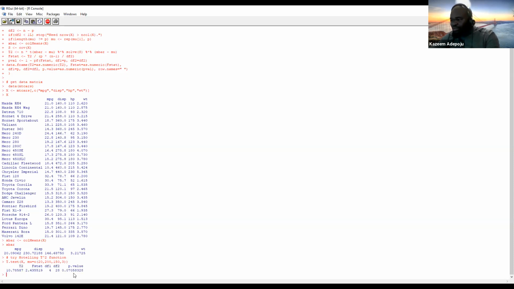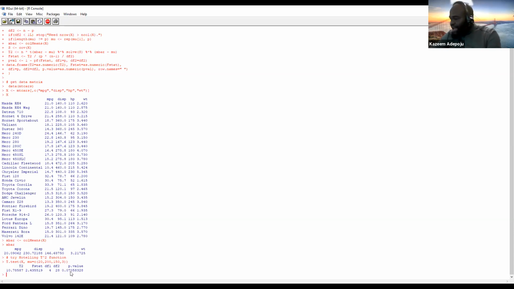Oh, can you see the p-value now? This is the T squared. This is the F statistic. These are the degrees of freedom. And come and see right there, this is the p-value associated with the test. The p-value right here is 0.07, which is greater than 0.05. So here we're going to fail to reject the null hypothesis.